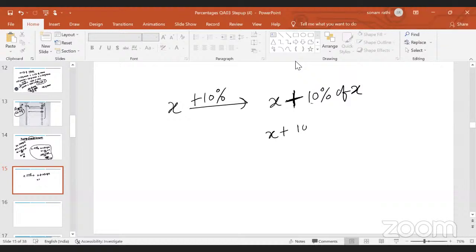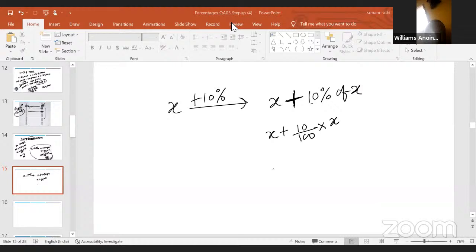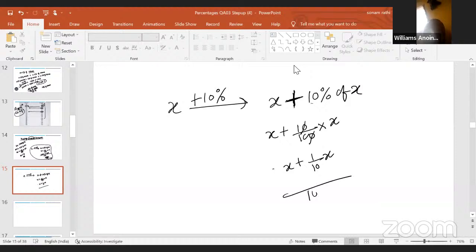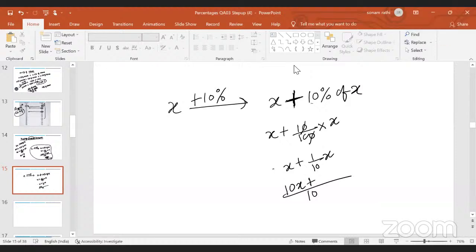10% of X. 10 upon 100 into x. Yes. Up to here, no one has any doubt. Can you cancel the zero by 0? Yes, I will cancel it. Okay, fine. So this is x plus 1 by 10x, right? Yes. LCM will be 10. So 10x plus x.